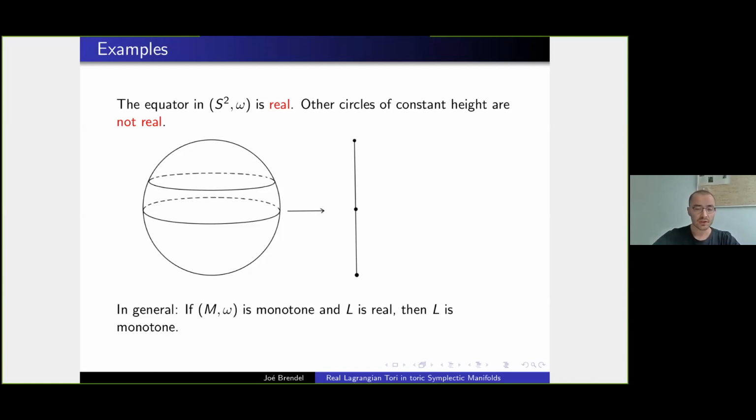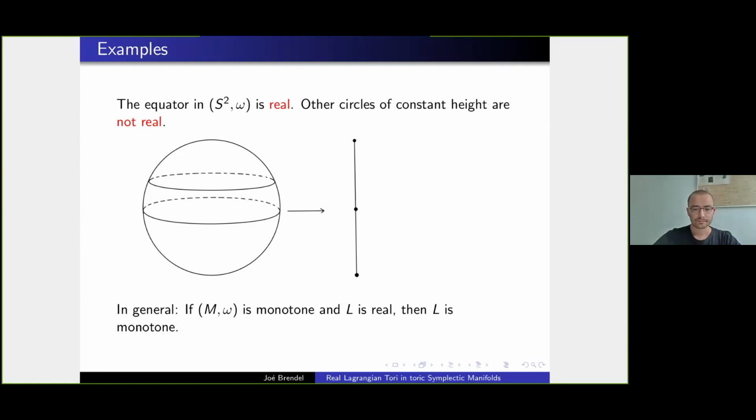And this is a special case of a more general remark, which is also quite useful. Namely, if your ambient manifold is monotone and L is real, then L has to be monotone as well. It's not hard to show, but this is quite useful because this gives you a first obstruction. It tells you that if your ambient space is monotone, basically only your monotone Lagrangians are candidates for being real.